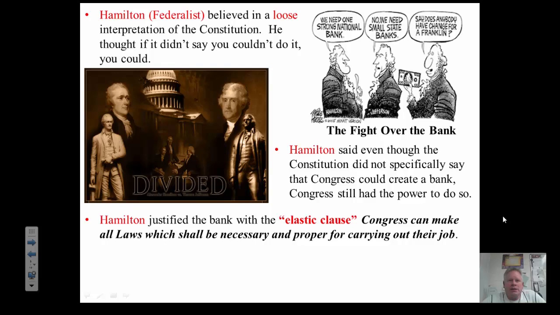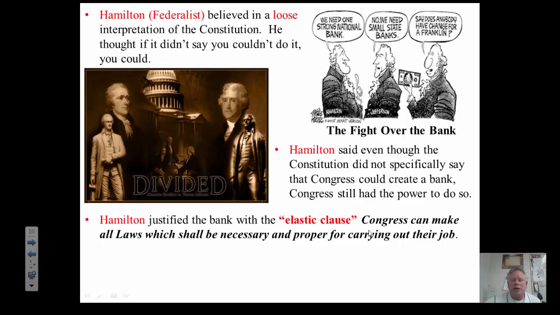It says that you can borrow money. Well, to borrow money, you have to be able to pay money back. And Hamilton thought, well, is there a better way to pay money back than to have your own bank and to be able to pay it back? He used the elastic clause to justify the bank.